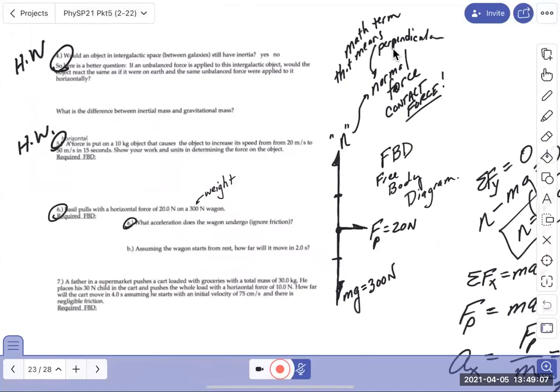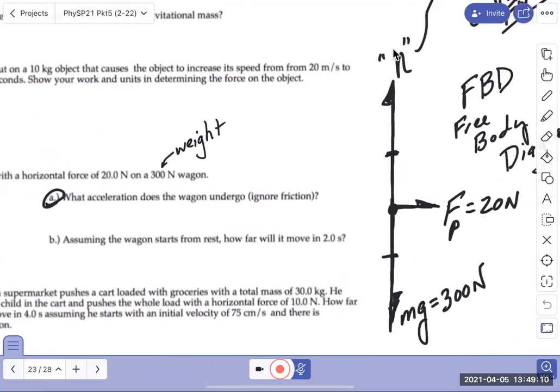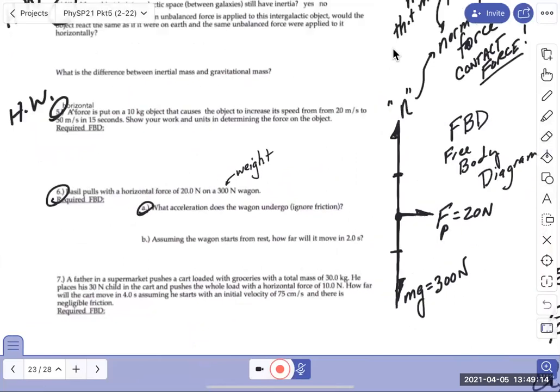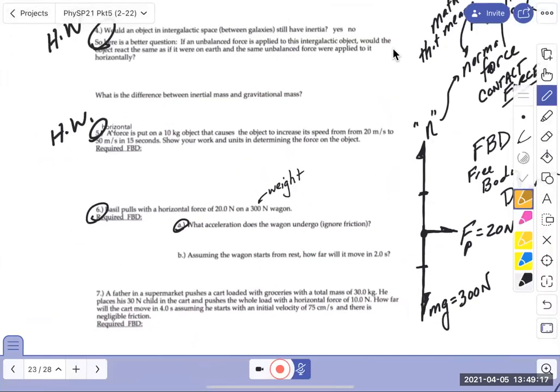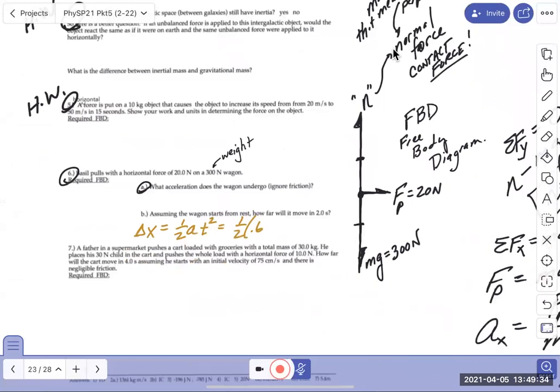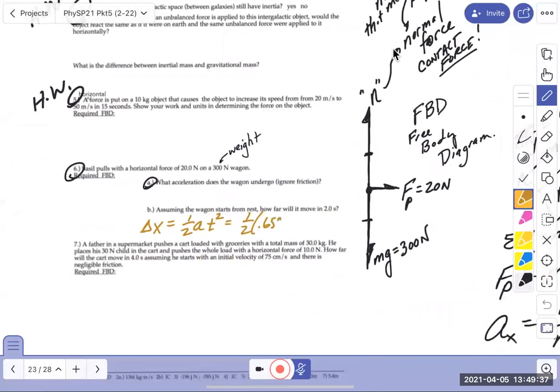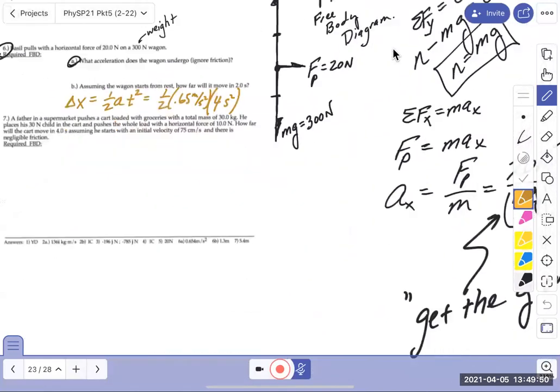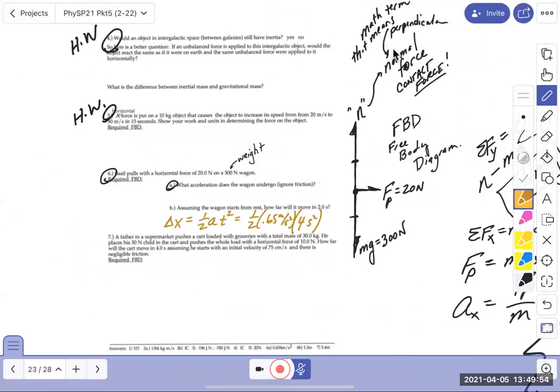And then finally on B, at that point it's kinematics. It says assuming the wagon starts from rest, v naught is 0. How far will it move in 2 seconds? Well, this is simply kinematics. So delta x equals 1/2 a t squared. v naught is 0. So that's just 1/2 times 0.65 meters per second squared times 2 squared seconds. So whatever that is, 1.3 or something. 1.3 meters is how far that Basil will pull that wagon.